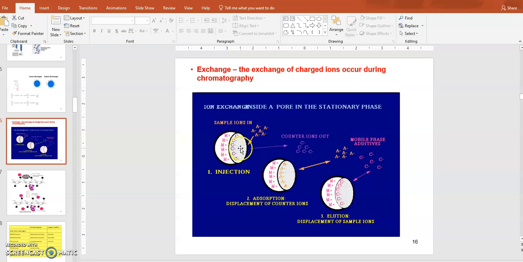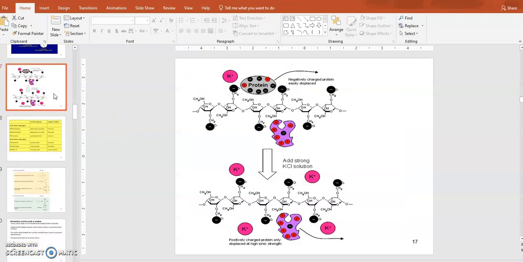And then during the washing, weakly bound ones will be washed away, and then finally the elution will take place when you challenge these ones with stronger anions. Okay, that's the elution. So there'll be exchanging of the bindings happening during your chromatography run. That's why they are called ion exchange chromatography. Okay, hope that makes sense.